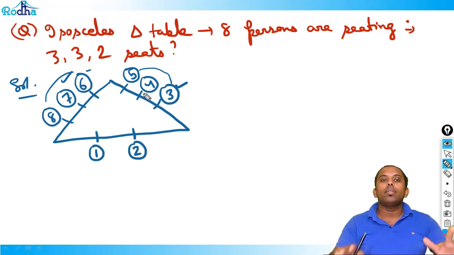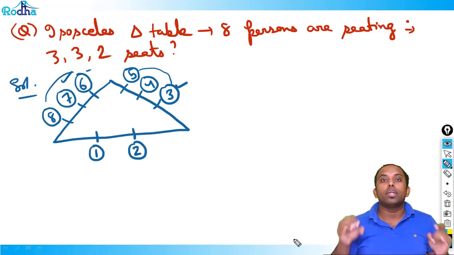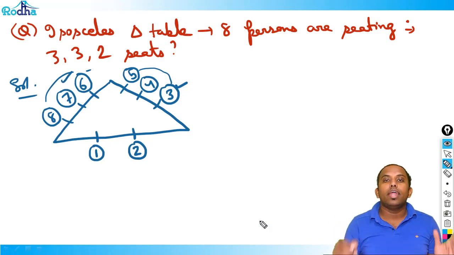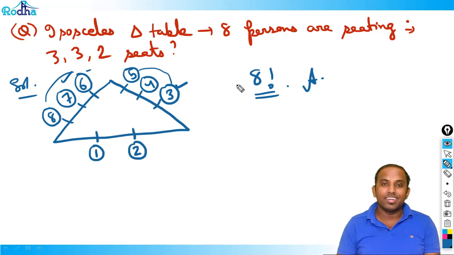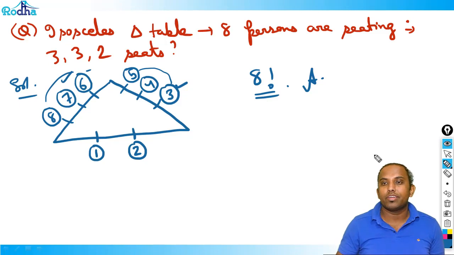That means if you sit at an isosceles triangle table, all 8 seats give a different view. No seats are symmetric. There's no symmetry here. It's like a linear arrangement: 8 people and 8 seats. How many ways can you arrange? 8 factorial. It is a trick, and it's a good question. All of you are thinking so much. So the answer is 8 factorial.